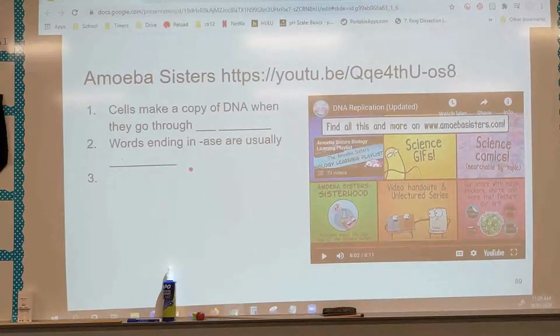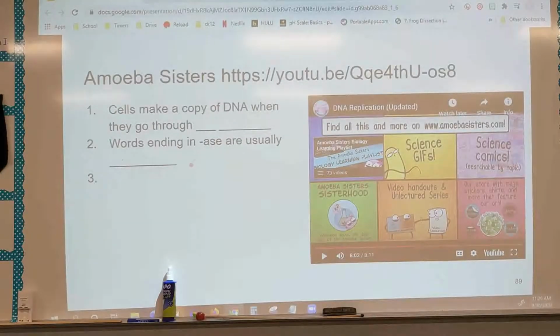Alright, cells make a copy of DNA when they go through blank and blank. When they go through what? Alright, DNA replication, but why would they need to copy their DNA at all? They already have their DNA. Because cell division can't happen without it.